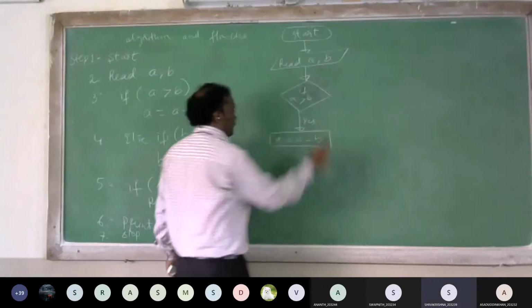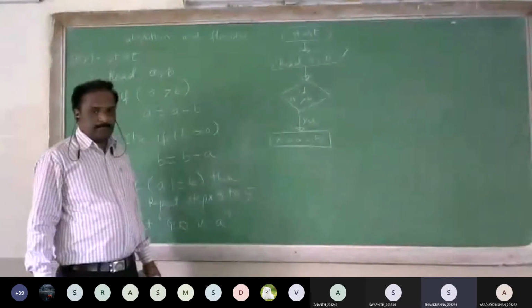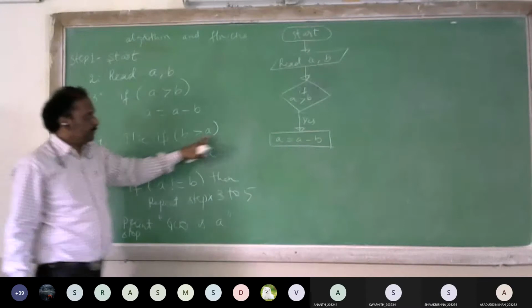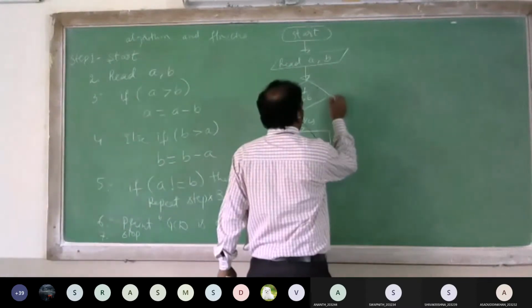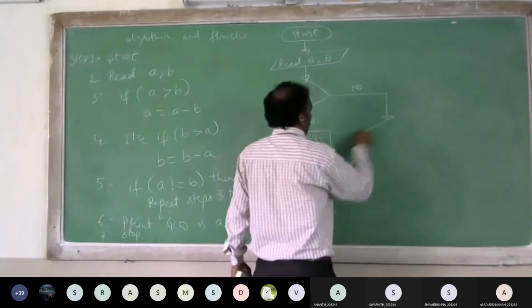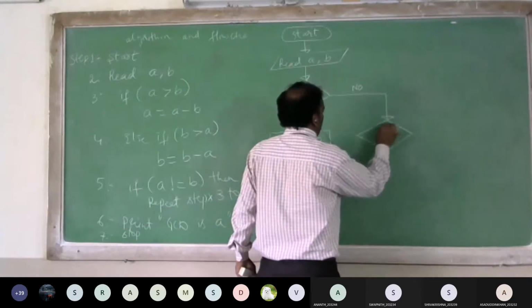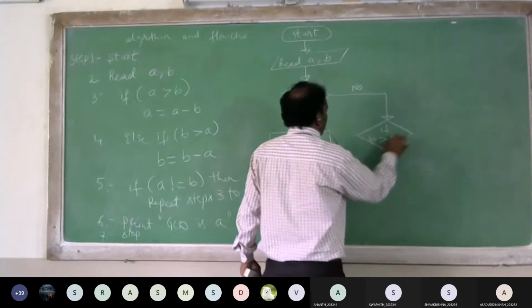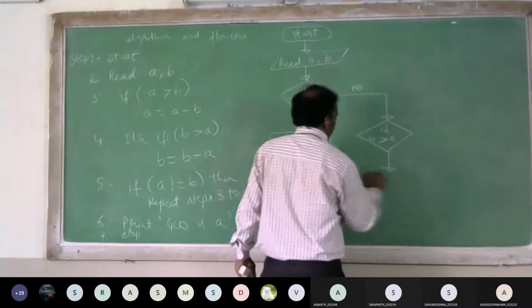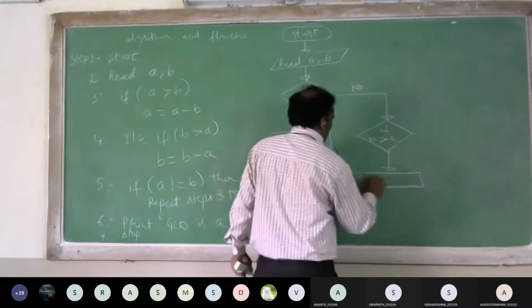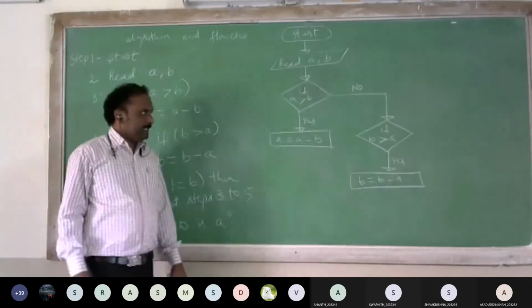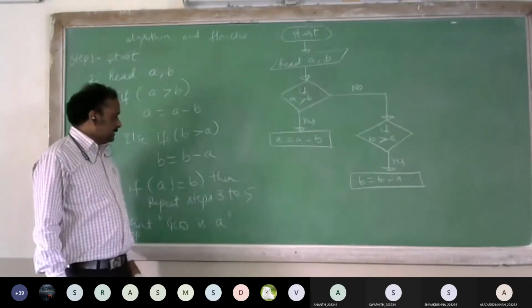A is equal to A minus B. Now, no. No means B greater than A. If B is greater than A, then what do we need to do? B is equal to B minus A.